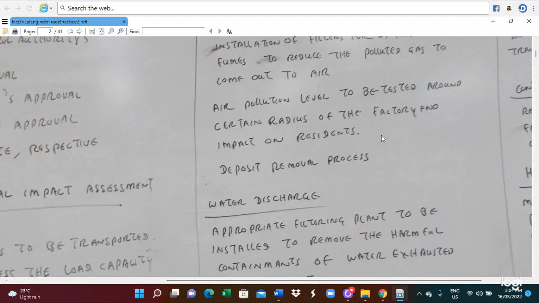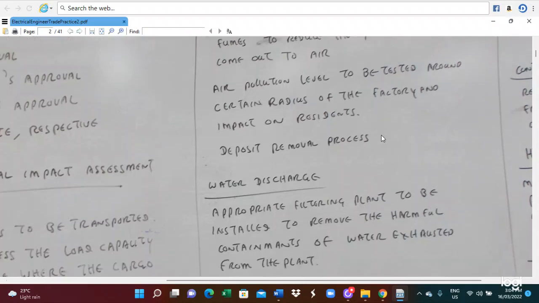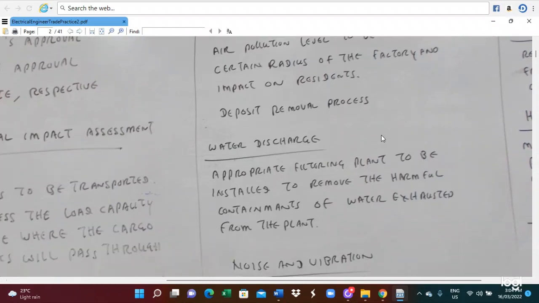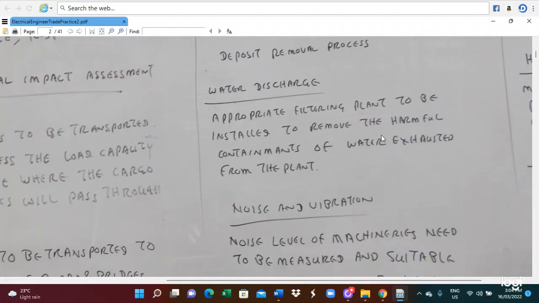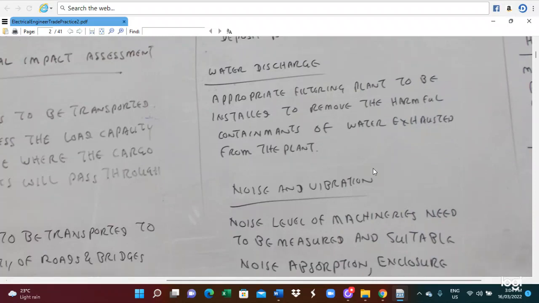Then how that polluted air will impact the environment or the residents also needs to be measured. In the meantime, the deposit removal process needs to be considered. Also, when we discharge water from your site, we have to install an appropriate filtering plant to remove the harmful contaminants from the water discharged from the plant, also an important aspect.